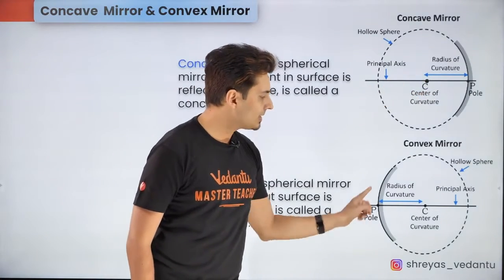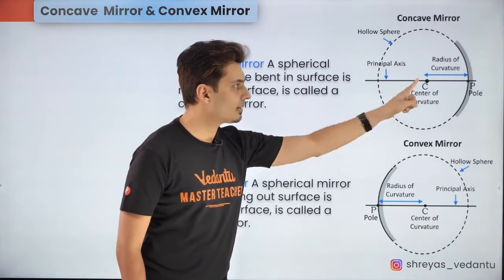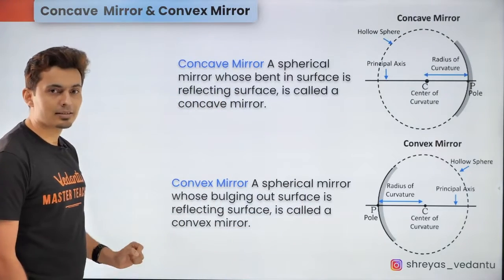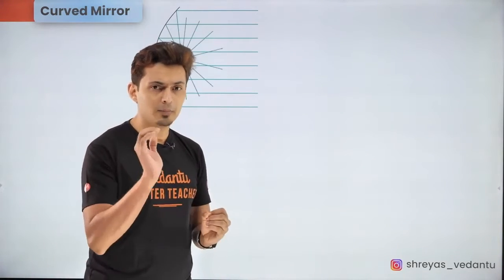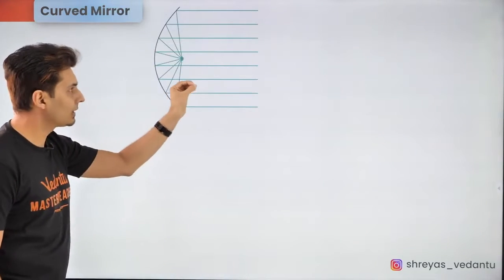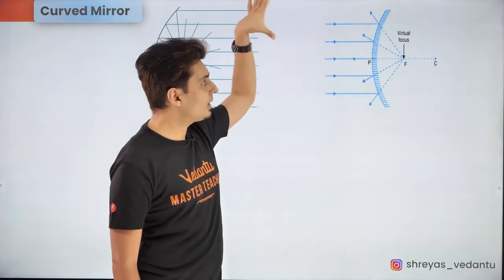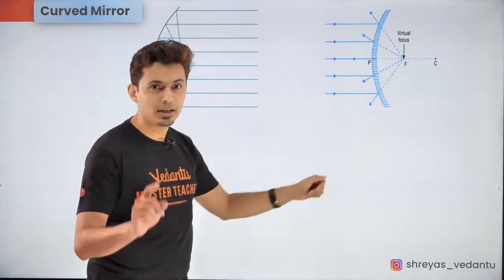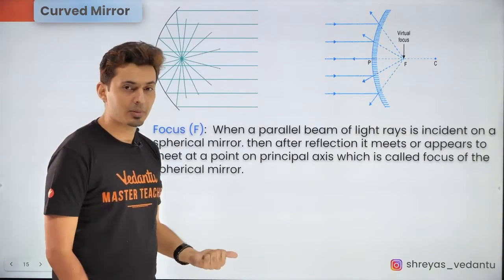The pole is the center of that curved mirror, and the line which passes from the center and the pole is called the principal axis. When you have parallel rays incident on a concave mirror, they merge at a particular point. But in case of a convex mirror, these parallel rays appear to diverge from a particular point. That point is the focal point, also known as the principal focus.